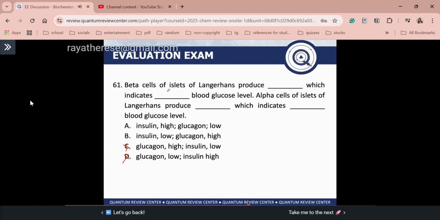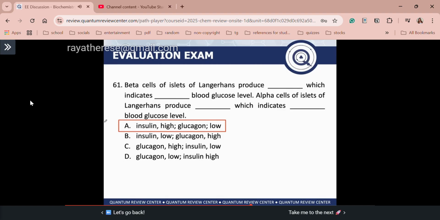So beta cells of islets of Langerhans produce insulin. So when we have insulin, it indicates high or low blood glucose rather. So of course, diba, insulin for glucose uptake, meaning we have high blood glucose level. That's why here, wrong si letter B. And here our answer is letter A. Of course, alpha cells of islets of Langerhans will produce glucagon, which indicates low blood glucose level.